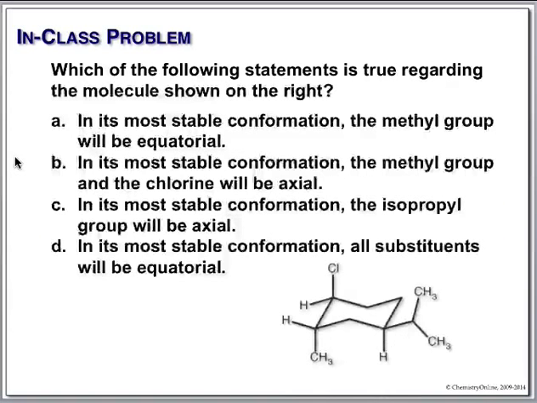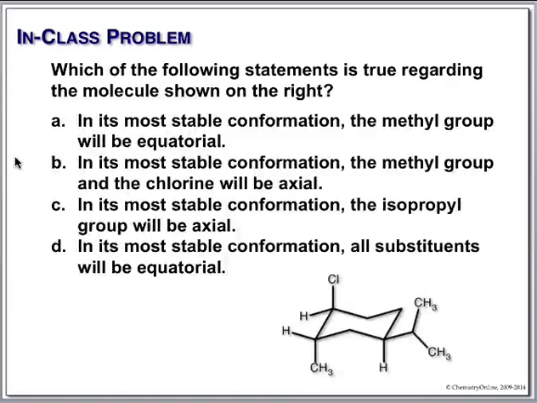Another one. Here we have this guy. In the most stable conformation, the methyl group will be equatorial. Most stable, the methyl group and the chlorine will be axial. The isopropyl will be axial. All substituents will be equatorial. Well, clearly the last one has to be wrong, right? Because we have a mix of axial equatorial now, that's not going to change.